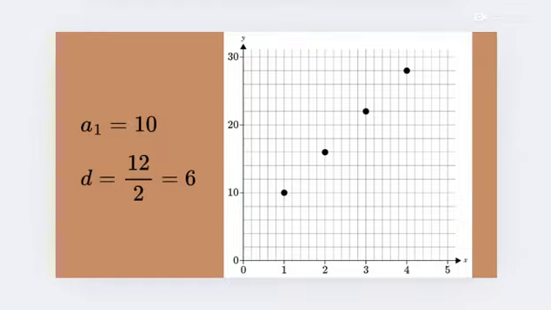So to find the rate of change, you're just going to figure out the first row has 10 seats, which is a sub 1, and we know that there's going to be 12 more seats every 2 rows.